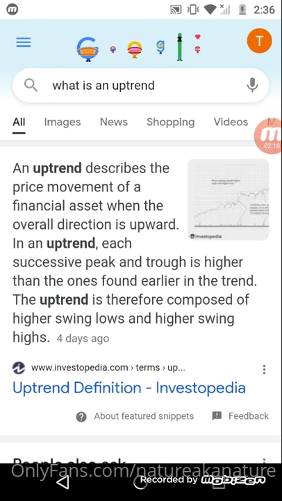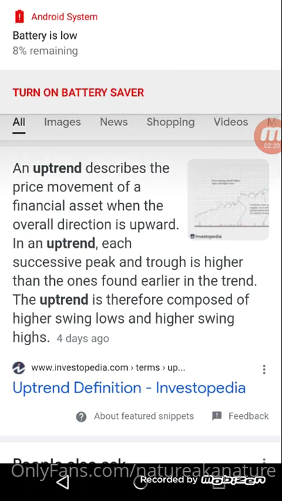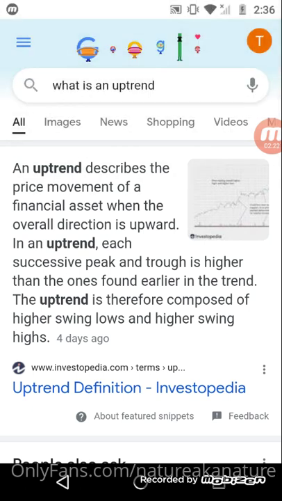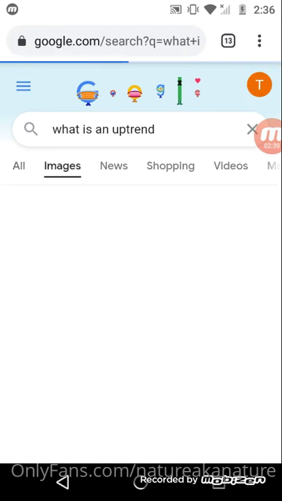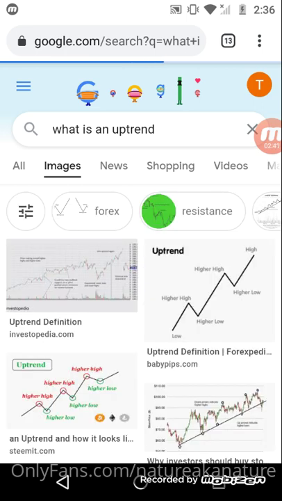Today though, we still need to understand the basics, which is an uptrend. You need to know what an uptrend is, and you need to know what a downtrend is. So today we're gonna go over the uptrend. It's a trend that's going up, but we're going to go over the definition and dive in a little bit. Let's see, got some images right here. What is an uptrend? That's the image of an uptrend.